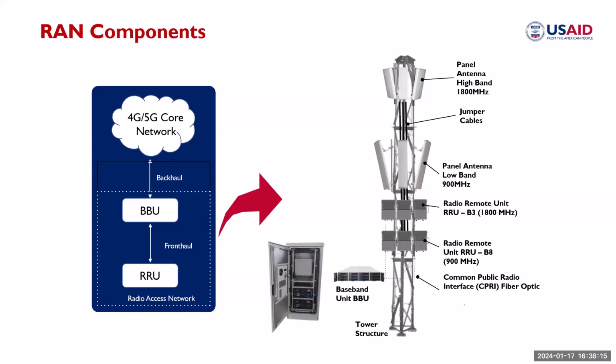Then you have here the cabinets. Then you have the microwave antenna going to the core network. Yep. If you can remember this, the backhaul going to the core network.